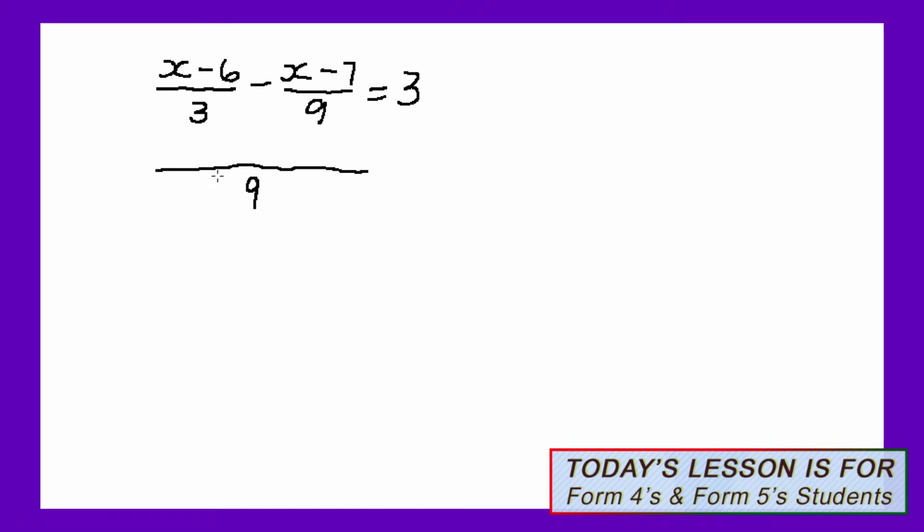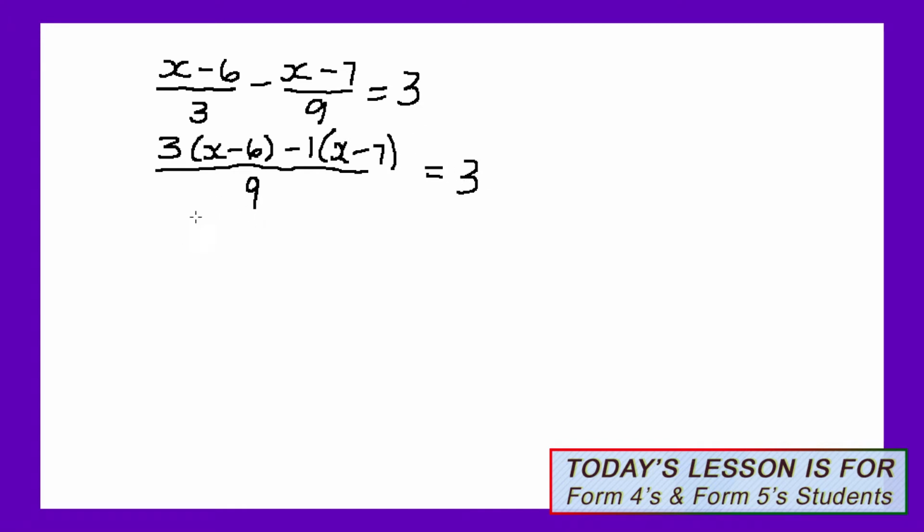Nine divided by 3 is 3. And we're going to put in brackets x minus 6. And this will look quite familiar. 9 divided by 9 is 1. And in brackets we have x minus 7. That is equal to 3.